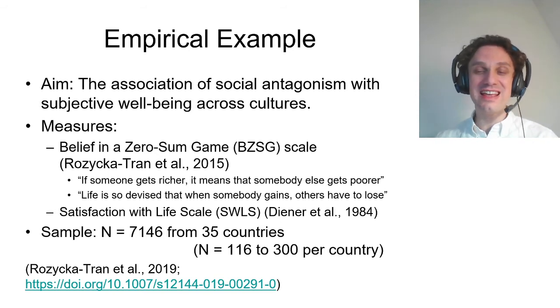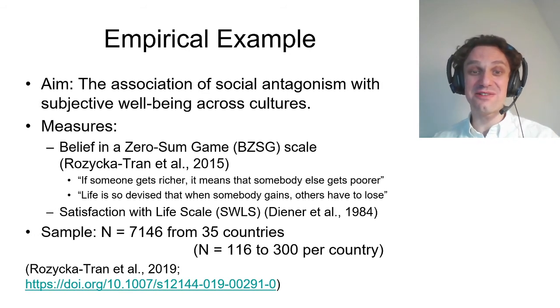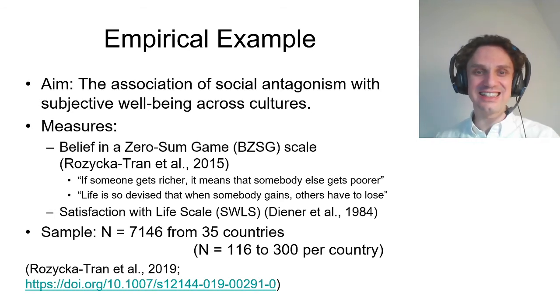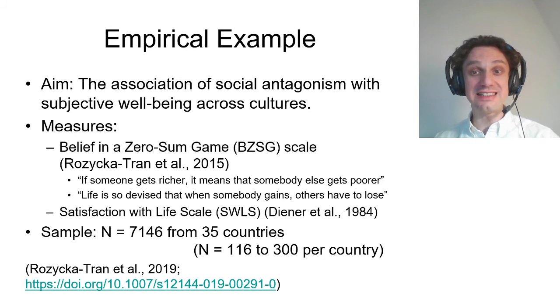And we explored how this belief is associated with satisfaction with life in different countries. On average, this association is slightly negative. So people who believe that people are all against each other are less satisfied with life. However, the question is, does this association vary across countries? Is it the same in different countries or not?